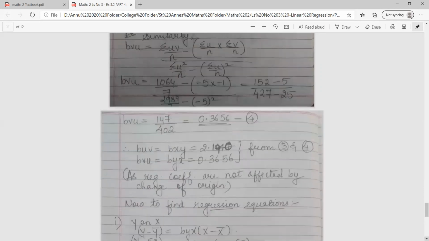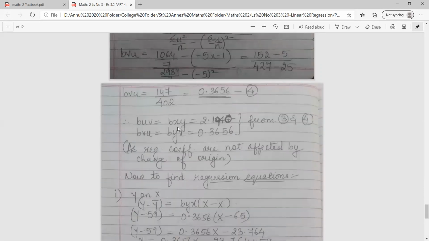So what can we say class? b uv is equal to b xy and b vu is equal to b yx, because change of origin does not affect our regression coefficients.